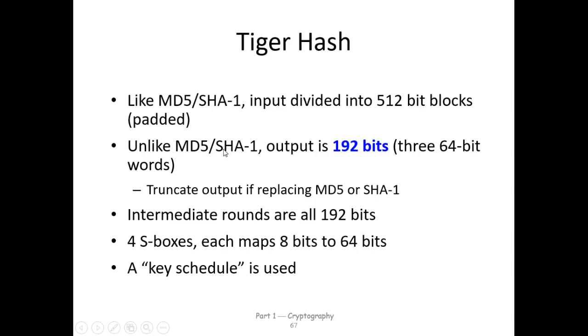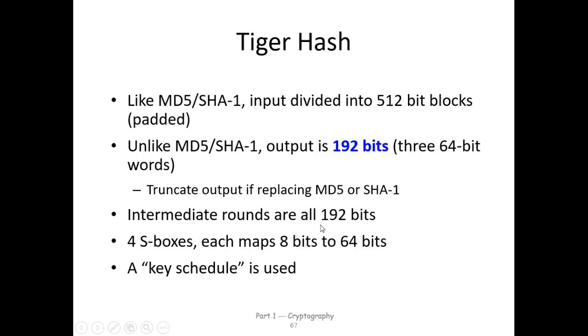Unlike MD5 or SHA1, the output is 192 bits, that is three 64-bit words. The output we are going to get from this particular Tiger Hash is 192 bits. So truncate the output if replacing MD5 or SHA1.